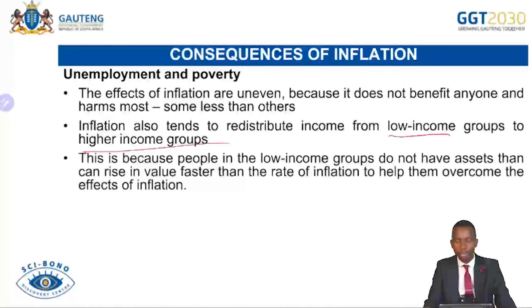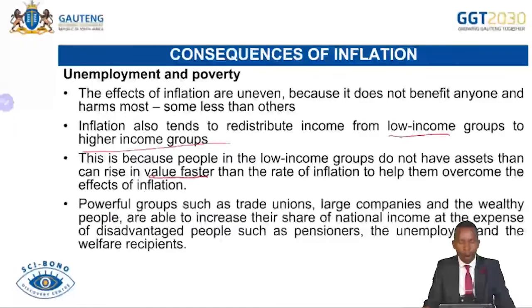This is because people in the low income groups do not have assets that can rise in value. So those in the high income group have assets that can rise because of inflation, but at the lower level, there are no assets that they possess which can rise in value because of the increase in inflation and interest rates. Powerful groups such as trade unions, large companies, and wealthy people are able to increase their share of national income at the expense of disadvantaged people such as pensioners, the unemployed, and welfare recipients.